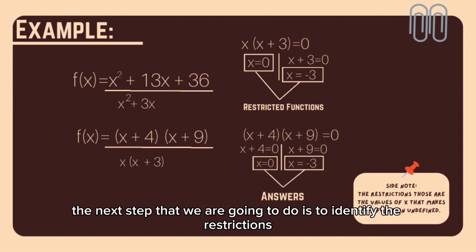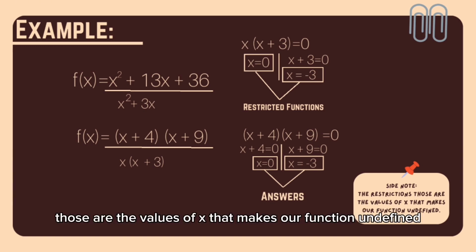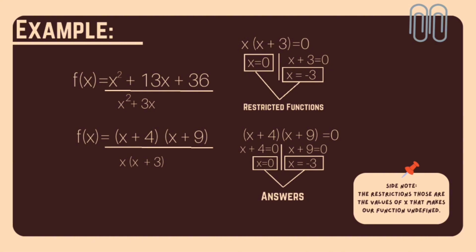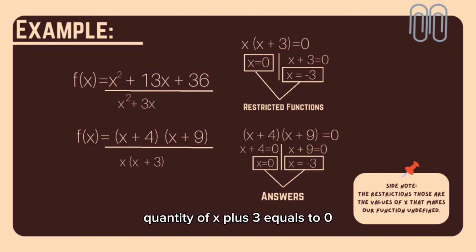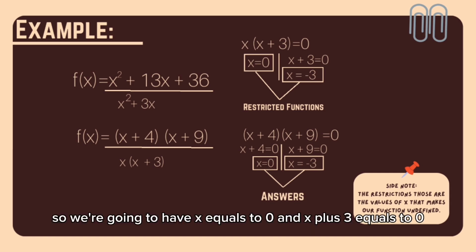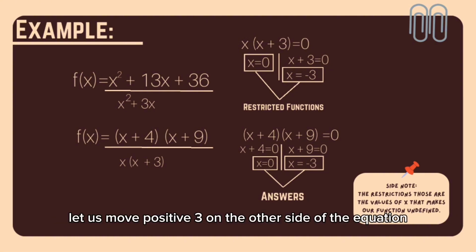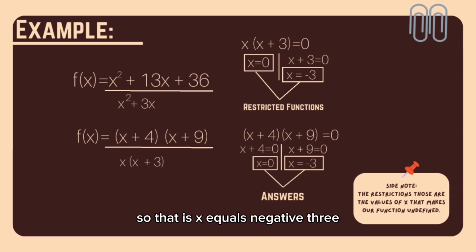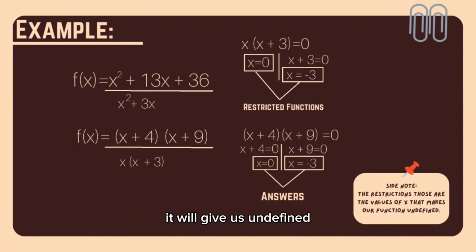The next step that we are going to do is to identify the restrictions. The restrictions are the values of x that make our function undefined. So let us set the denominator equal to 0, that is x times (x plus 3) equals 0. So we have x equals 0 and x plus 3 equals 0. Let us move positive 3 to the other side of the equation, so that is x equals negative 3. Therefore, the restricted values are 0 and negative 3. If we substitute 0 and negative 3 in the given function, it will give us undefined.